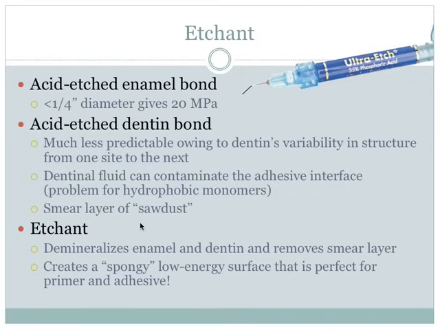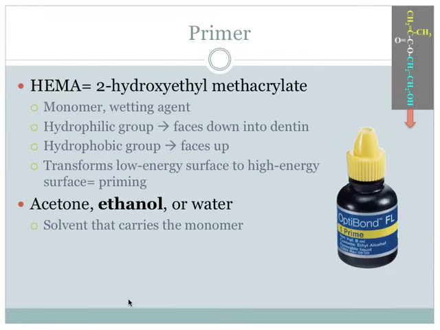So what does it do? It demineralizes the enamel and dentin. It basically does what bacterial acid does, but in a much more controlled way, of course. And it creates a spongy, low-energy surface that is perfect for primer and adhesive.